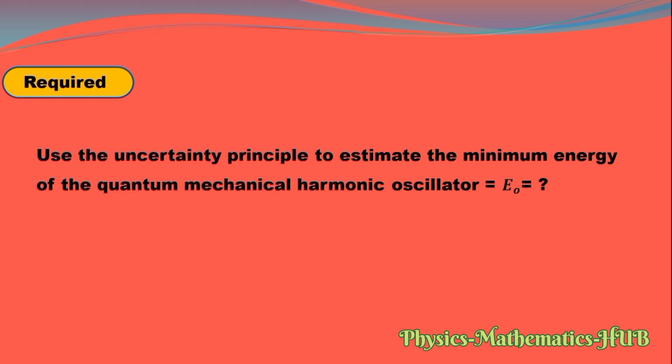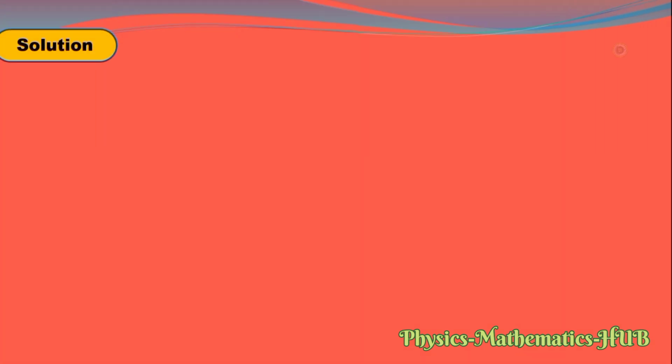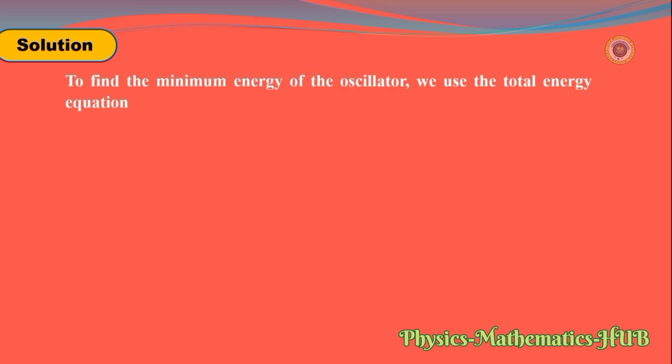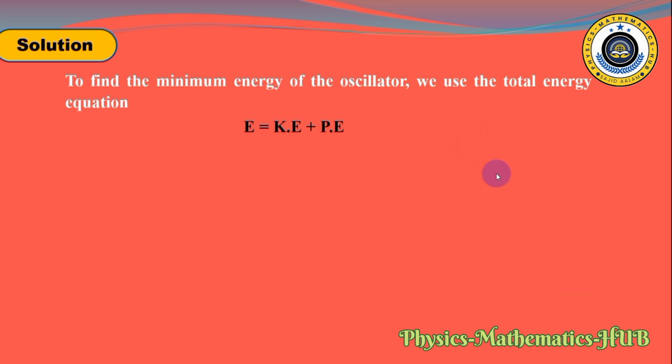As we have discussed the given and required data, it's time to move towards the solution. To estimate the minimum energy, the ground state energy of the quantum harmonic oscillator, using the Heisenberg uncertainty principle, we use the total energy equation of the quantum oscillator, which is the sum of the kinetic and potential energies. Here E is the total energy of the system, which is equal to kinetic energy plus potential energy of the system.